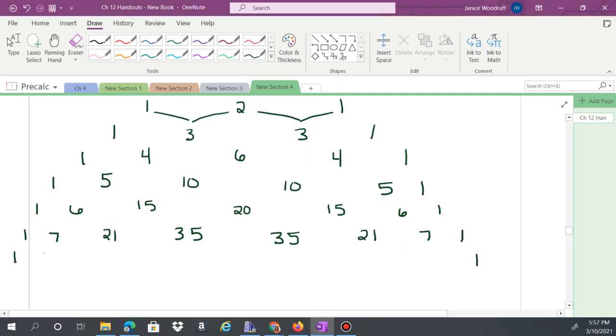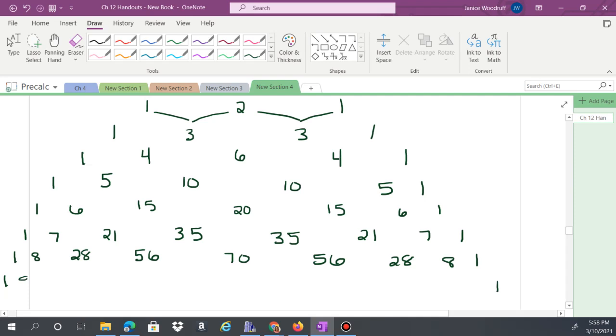1 plus 7 will give us 8. 7 plus 21, 28. 21 plus 35, 56. 35 plus 35, 70. 56, 28, 8. And then last row.